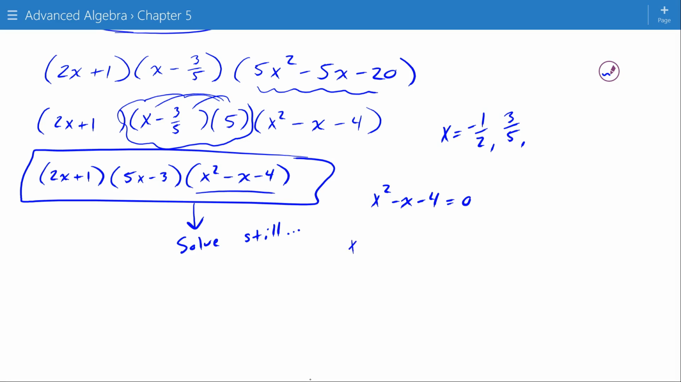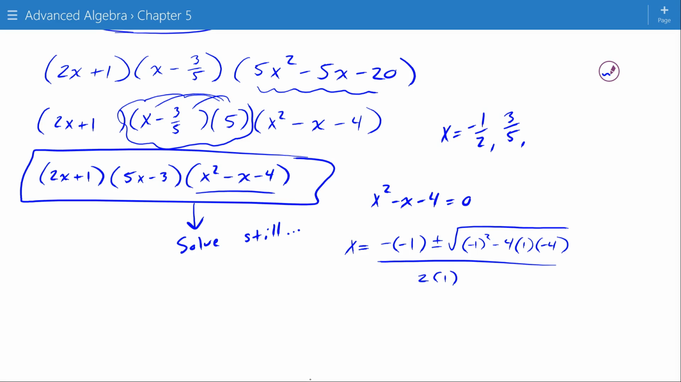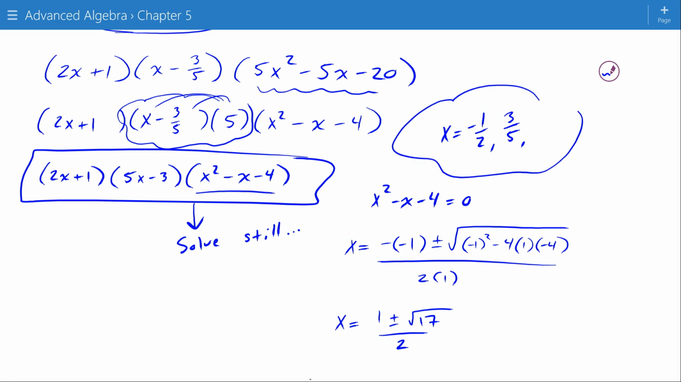And that different method, hopefully you remember, anytime you have a quadratic, we can always use the quadratic formula. So negative b plus or minus, oops, that's not supposed to be an x, we want the coefficient. -1 plus or minus b squared, which is -1 squared, minus 4 times a, which is 1, times c, -4. All divided by 2a, 2 times 1. Let's simplify it. We are left with x equals 1 plus or minus root 17, all over 2. And now we finally have all of our answers.